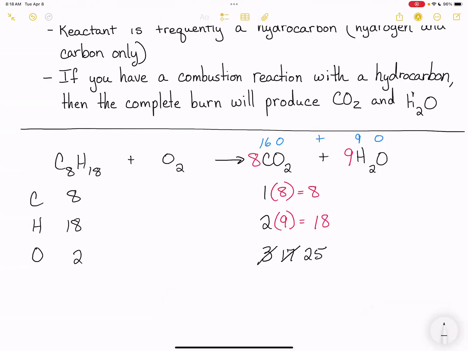Okay, so our carbon and hydrogens are balanced. Again, we balance those first because they appear in one reactant and in only one product. Now we're left with oxygen, and we balance it last because it's in a compound all by itself. The question is, what do I need to multiply by 2 to get 25?